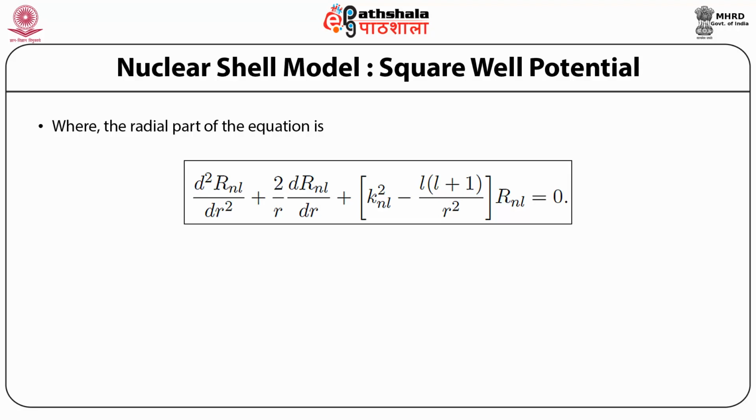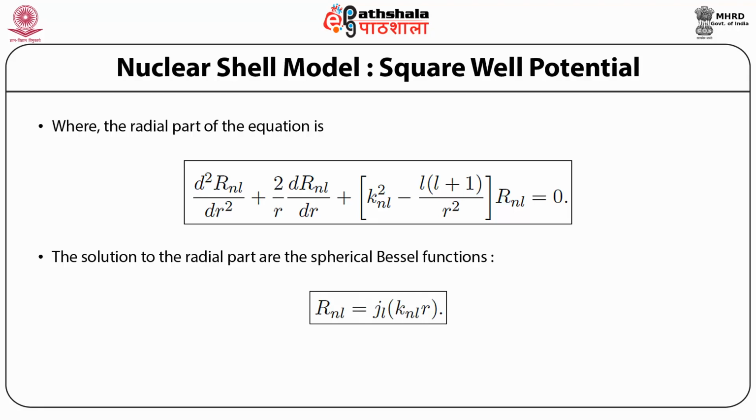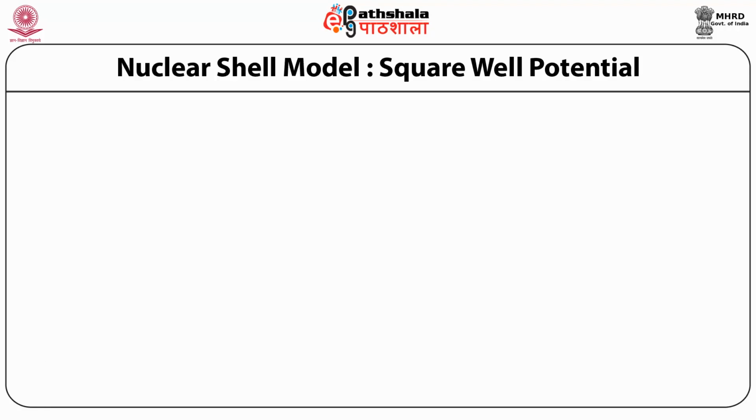Now this equation is the Schrodinger wave equation in terms of the radial wave function only. The solution of the radial part is the spherical Bessel function, so the solution of this radial part of the Schrodinger wave equation is given by R_NL = J_L(k_NL r). For a deep well, we require J_L(k_NL r) = 0. This is the condition if we assume our nuclear potential to be deep enough.